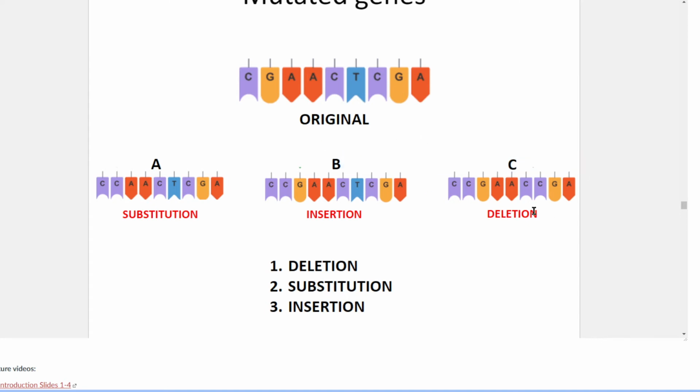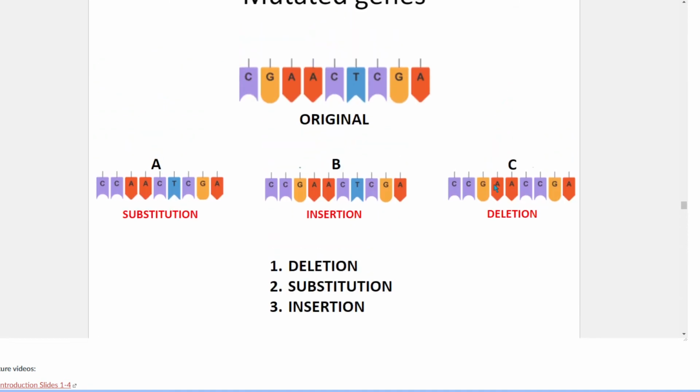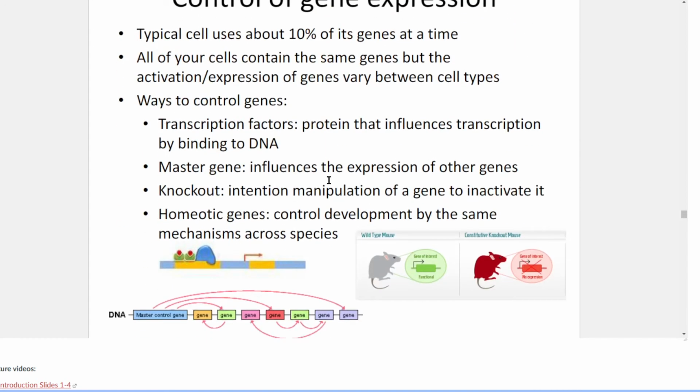And same thing for deletion. We have CCG, AAC, and CGA. How is this deletion? The T gets deleted. And this is also another example of insertion because we just added a C and removed a T. What can these cause? Mutations. These are the different types of mutations.